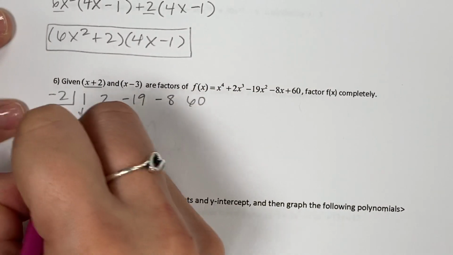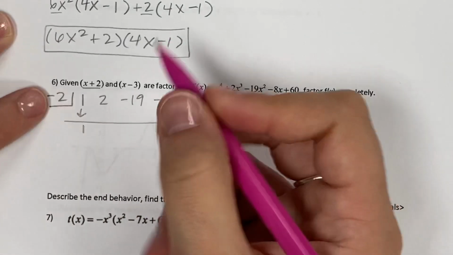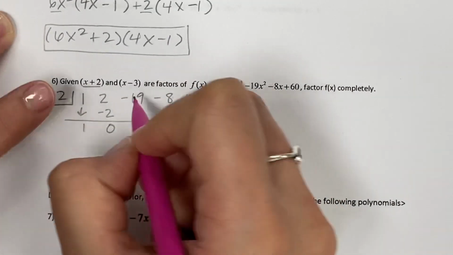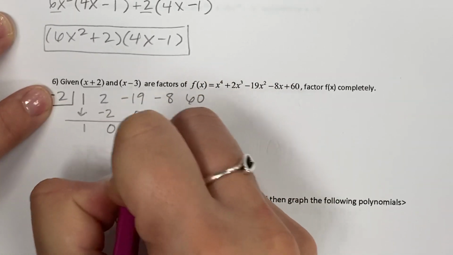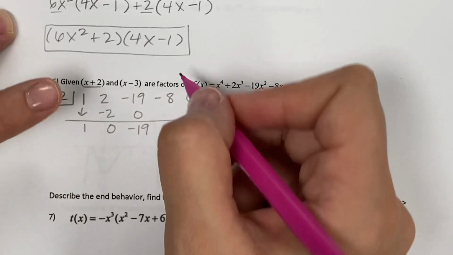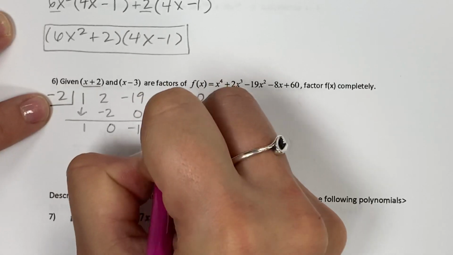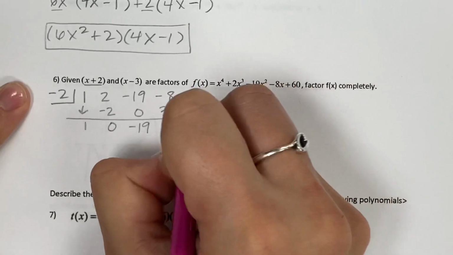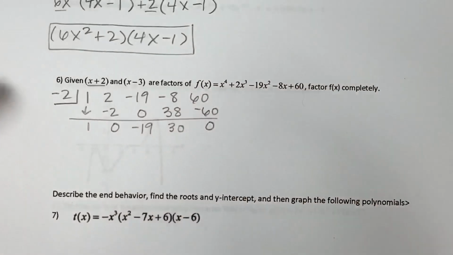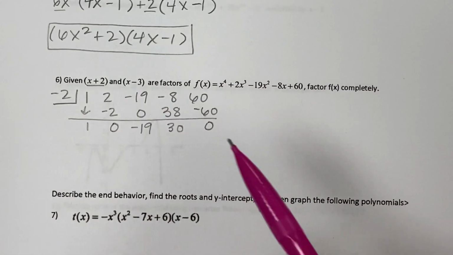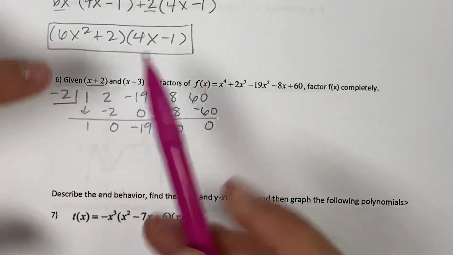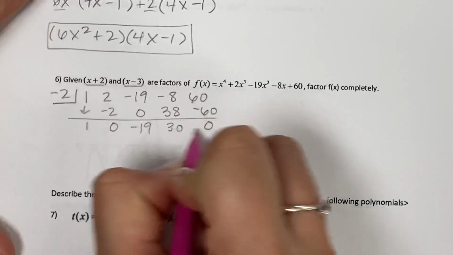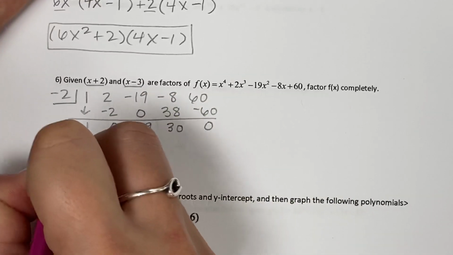Bring down the 1. Times negative 2 is negative 2. That's 0. 0 times this is 0, so I'm left with negative 19 times negative 2 is positive 38. Add these to get 30 times negative 2 is negative 60. So we knew it was going to be 0 because it already told us it was a factor. So I've already factored out x plus 2. Now I have to factor out x minus 3. So now I'm going to use this, what's left over here, and take out a positive 3.